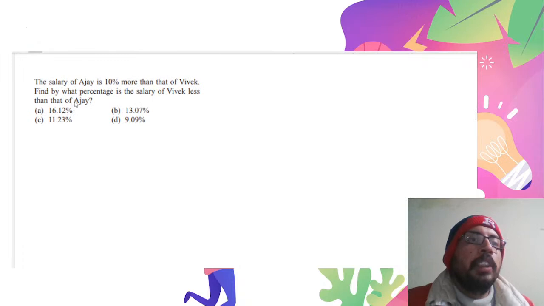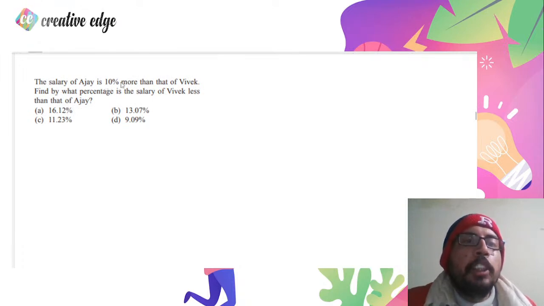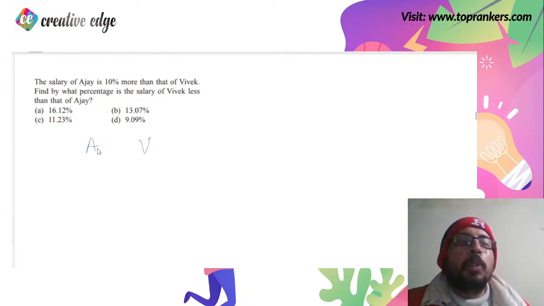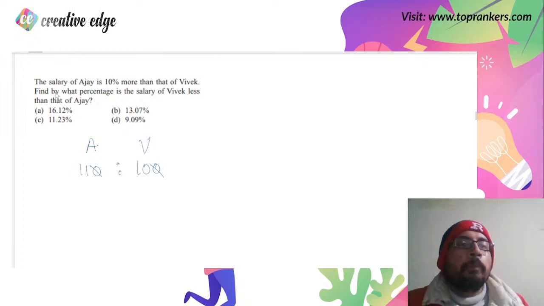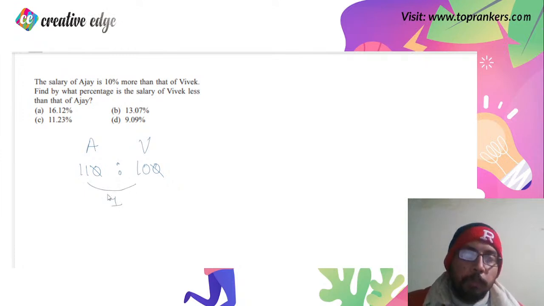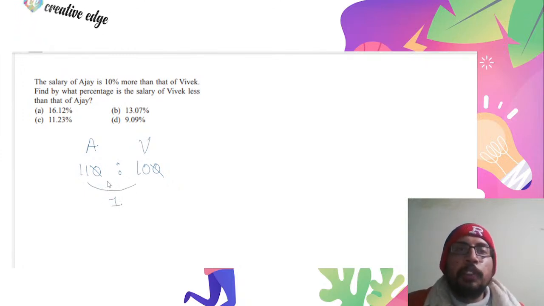Now the next question is, the salary of Ajay is 10% more than that of Vivek. That means if this is Ajay, this is Vivek, Ajay's salary is 10% more. So if Vivek's salary is 100, Ajay's salary is going to be 110. That means their ratio is 11:10. Find by what percent is the salary of Vivek less than that of Ajay. So you can see that salary of Vivek is 1 unit lesser.